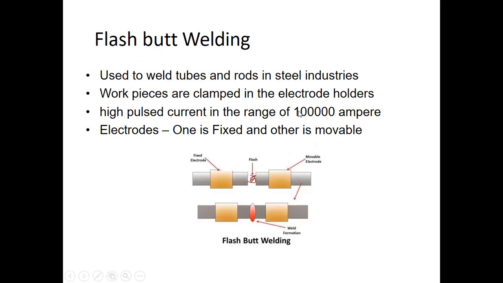A high pulse current in the range of 1 lakh ampere is passed. With one electrode fixed and the other movable, that current will cause a weld to form. This is why it is used to weld tubes and rods in steel industries: a lot of current is required so that those joints are created. It is called flash butt welding because they have a butt joint, and because of the flash from that high current.